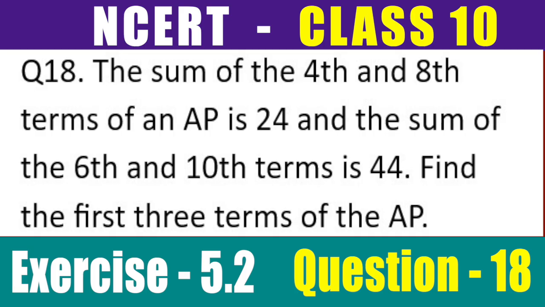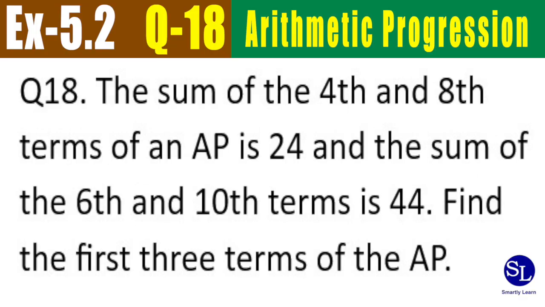In this video, let's see how to solve the 18th question in exercise 5.2. The sum of the fourth and the eighth terms of an AP is 24. The sum of the sixth and 10th terms is 44. Find the first three terms of the AP.